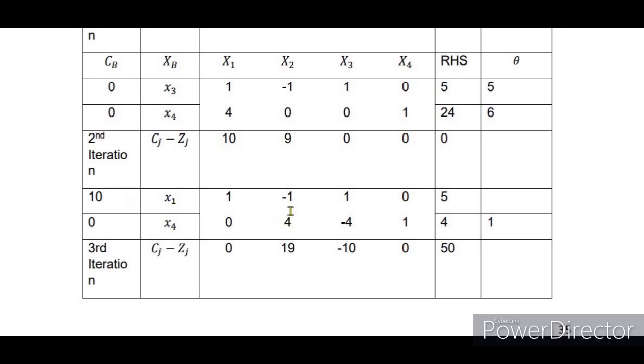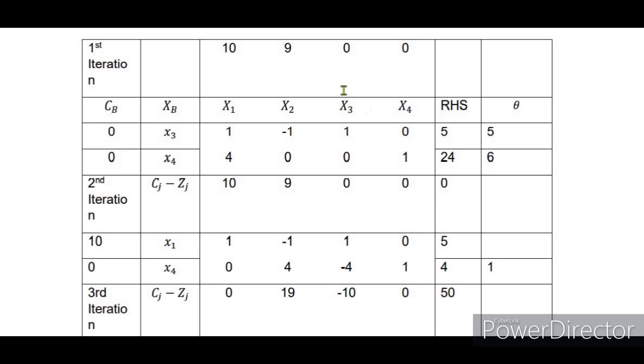So negative 1 times 10 is negative 10. So we will subtract it from the value of x sub 2. So what is the value of x sub 2? Here, in the column, 9 is the value. So 9 minus negative 10 is equal to positive 19.